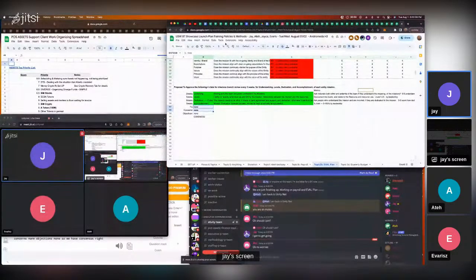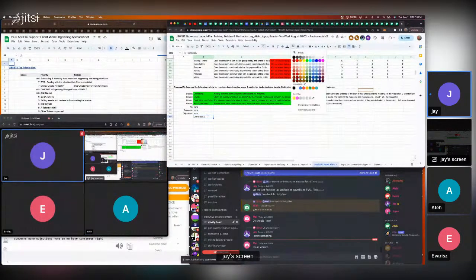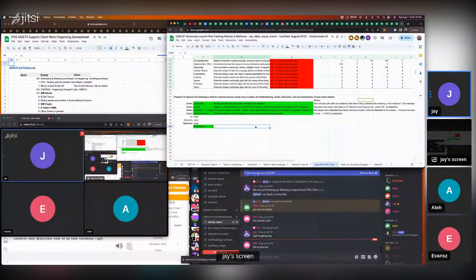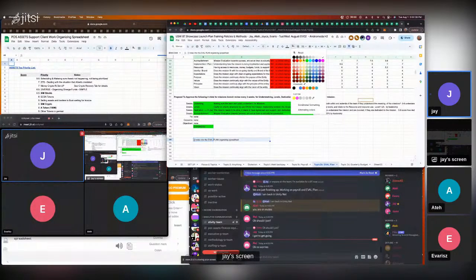Cool. All right. I've got to get going, but this was a good session. We are getting closer and closer. So this is now official. So you need to index this into the eval plan organizing spreadsheet. Yeah. And then I'll just put this under decisions, and then I think we are done.